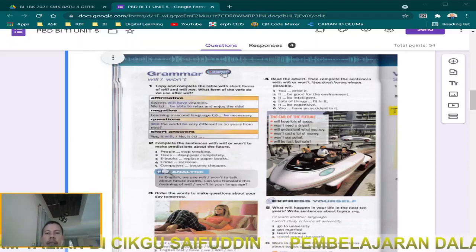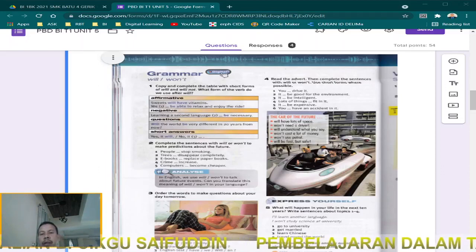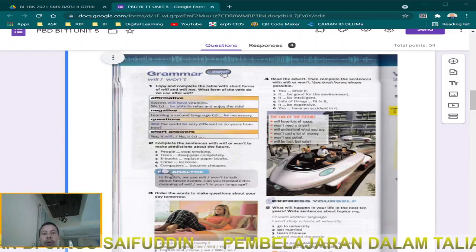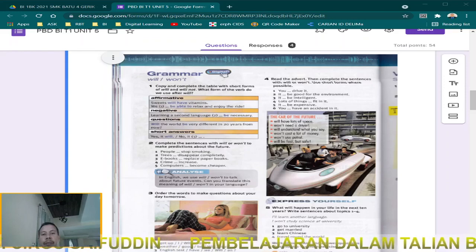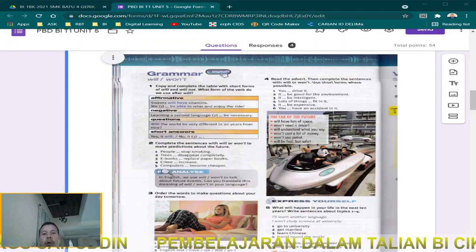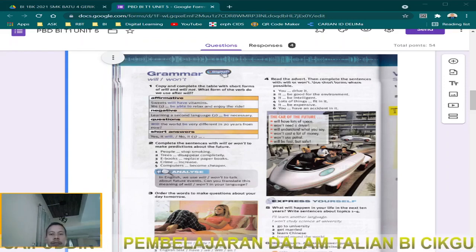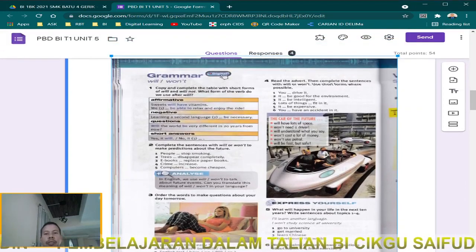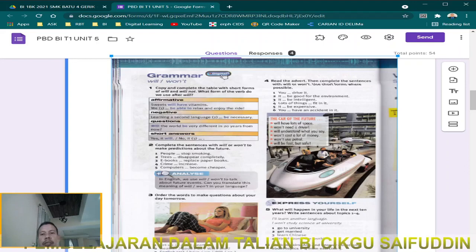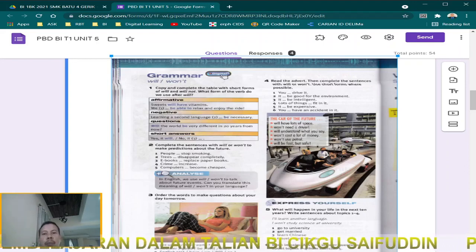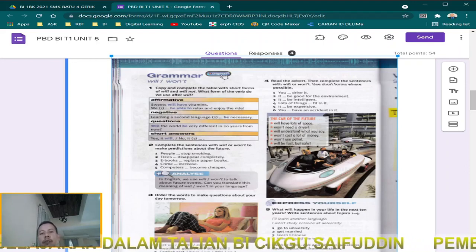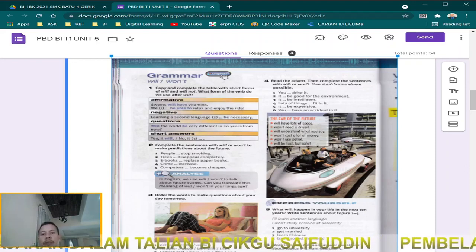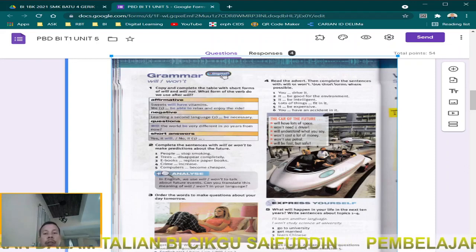For this week, for the new PDPR version 4.0, we will start with the grammar of will or would on page 54. So let's look at the grammar. The first one is about copying and completing the table with short forms of will and will not. What form of the verb do we use after will?